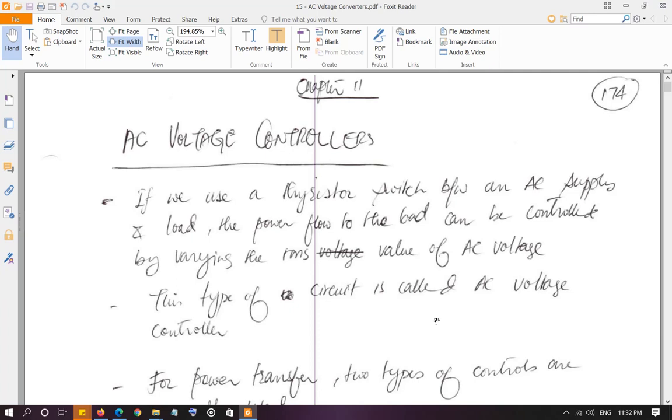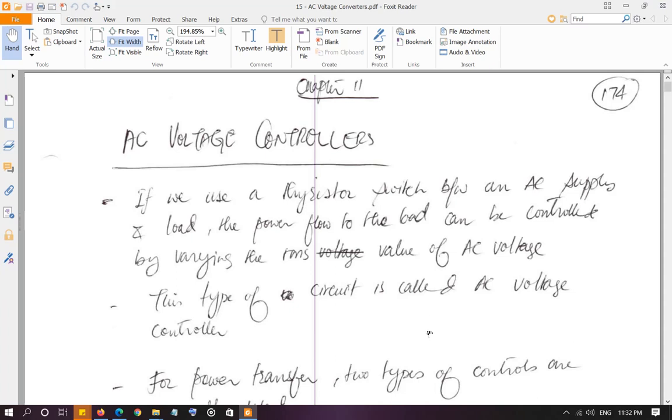Let's discuss AC voltage controllers, which are basically AC to AC voltage controllers. Many of these circuits convert one AC signal at one frequency to another AC signal at another frequency. Some of the circuits also change the RMS value of the circuit. That is, they change the shape of the output waveform as well.